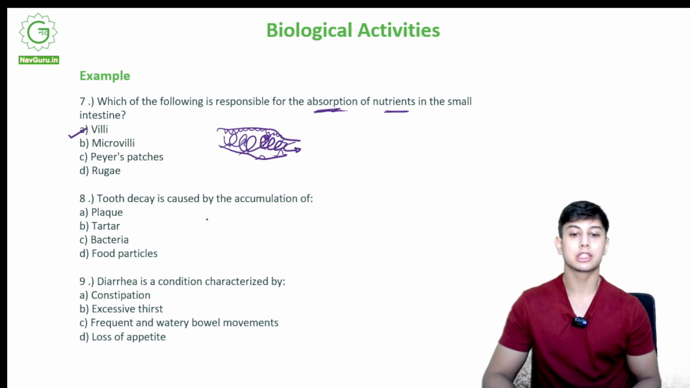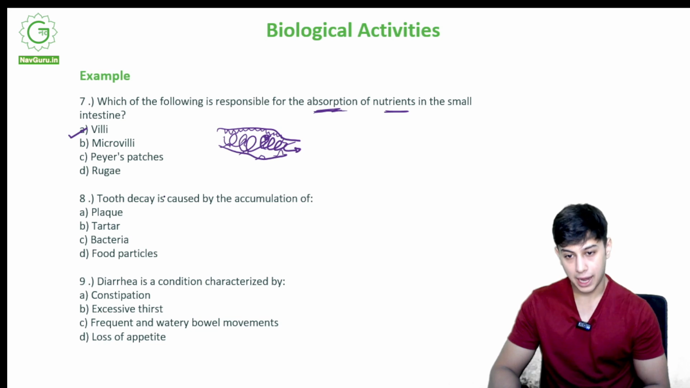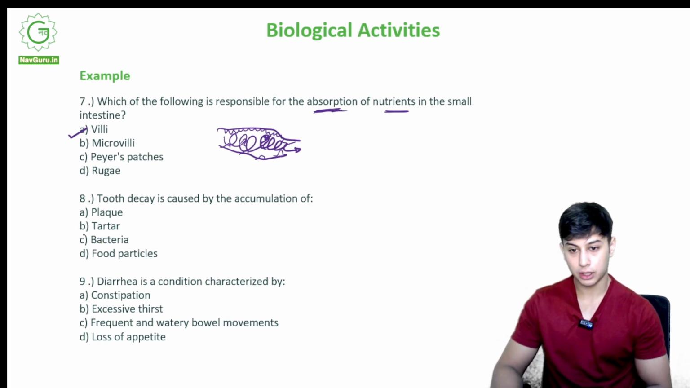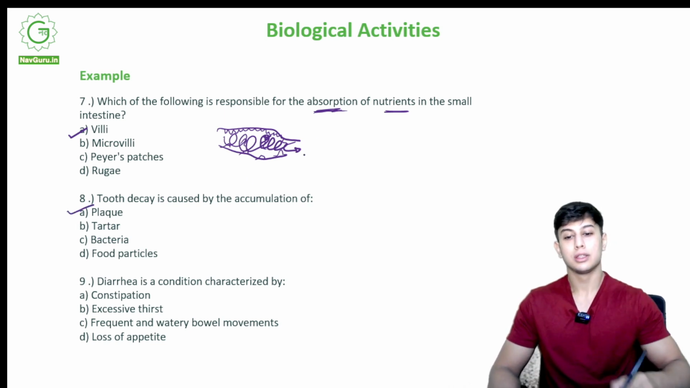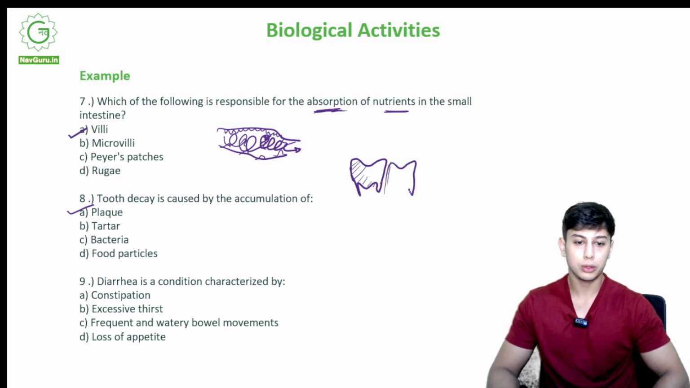Tooth decay is caused by the accumulation of what? Plaque, tartar, bacteria, food particles. The correct option is A, plaque. So plaque accumulates over your enamel. Plaque is that yellowish substance that accumulates between teeth, causing it to decay. Alright, this will start decaying.